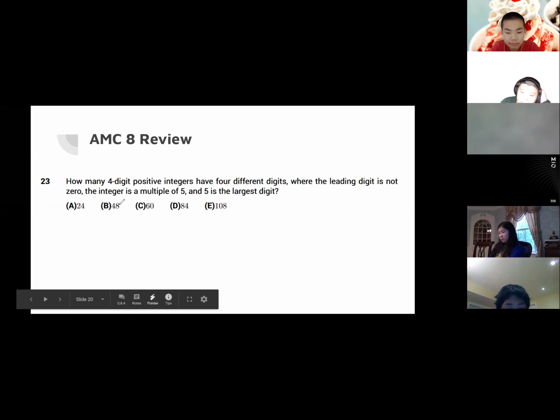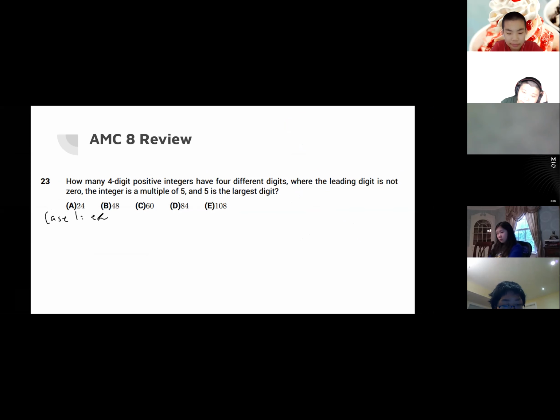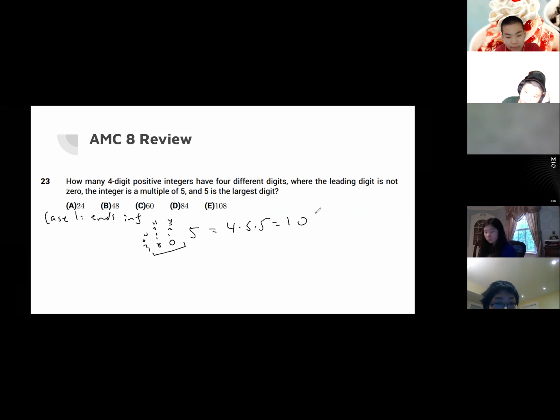So we'll use casework on this. We know that it's a multiple of 5, so what that means is that either it ends in a 0 or ends in a 5. So case 1 ends in 5. From here, these can be anything as long as they're less than 5. The first one can't be 0 as stated, so this can be 1, 2, 3, or 4. This one can be 0, 1, 2, 3, or 4. And this one can be 0, 1, 2, 3, or 4. So for this case, you have a total of 4 times 5 times 5 equals 100 options.